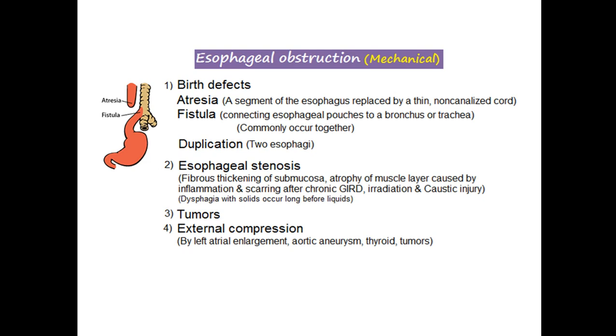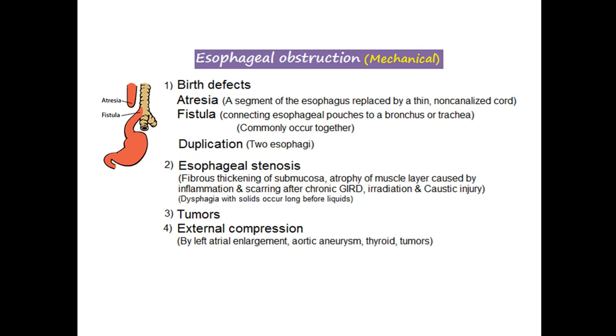Fistula is the condition in which the esophagus is connected to a bronchus or trachea, and mostly atresia and fistula are commonly found together. And for these disorders, prompt treatment and prompt surgery should be done, otherwise they will give rise to serious complications. In some cases, there are two esophagi, and this condition is known as duplication.